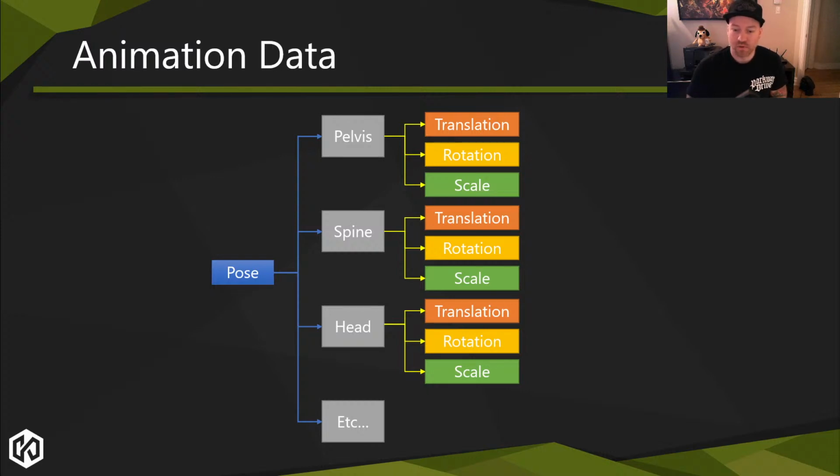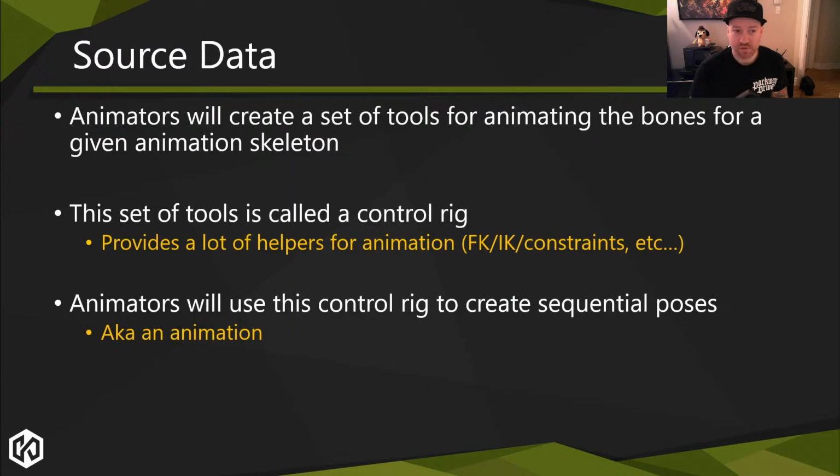So coming back to the pose, each transform in the pose has three components to it: translation, rotation, scale. That's kind of standard stuff, and that's what we animate. When we get to the DCC side of things, how animators work with those.